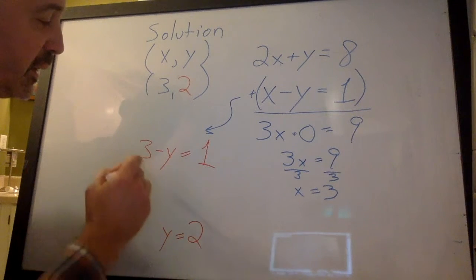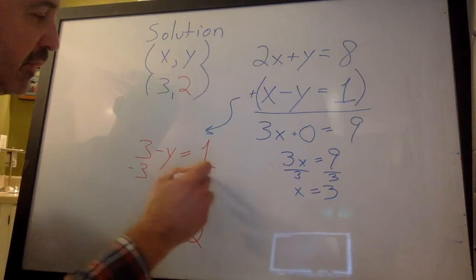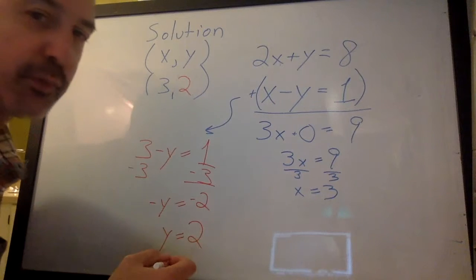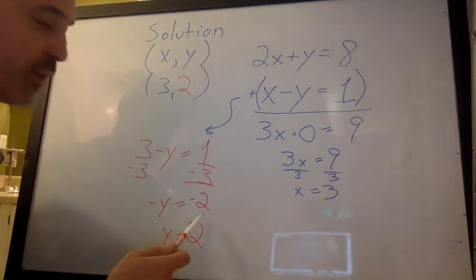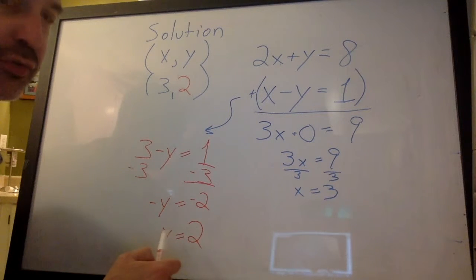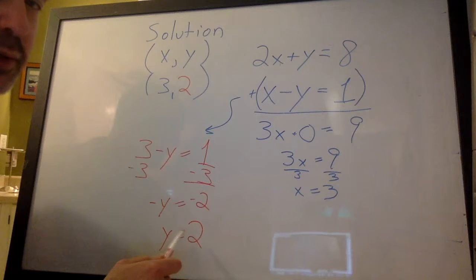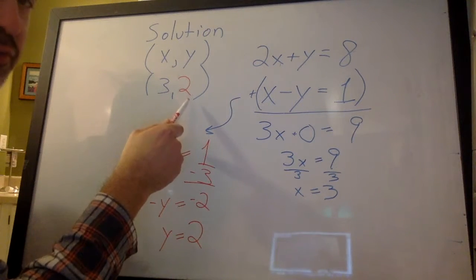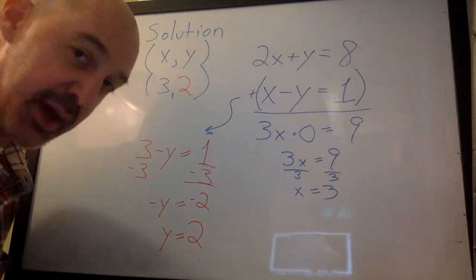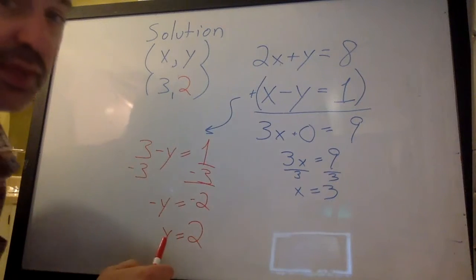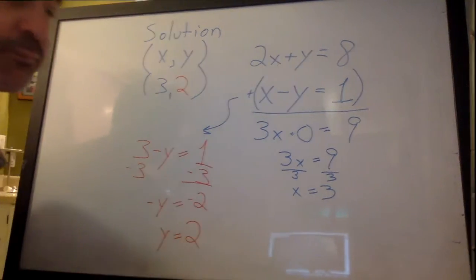But algebraically, I subtract 3 from both sides, so I've got negative y equals negative 2. And if that's the case, if negative y equals negative 2, then I know the opposite of y must equal the opposite of negative 2, so positive y equals positive 2. So either equation I plug x back into, I get out the y value of 2. That means I have my solution to this system of linear equations, and I used elimination.